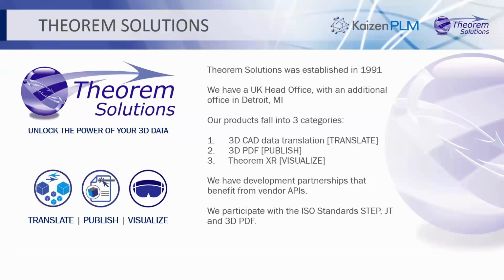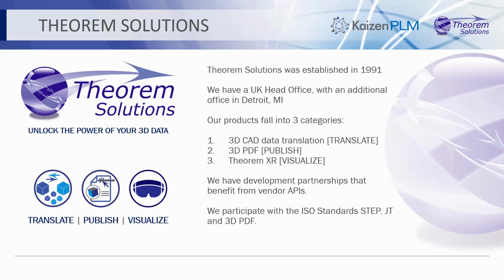So very briefly, who are Theorem Solutions and who is Kaizen? Theorem Solutions, we've been around since '91. We've got a head office in the UK, which is where our products are created, designed, developed, and sold to UK, Europe, and Asian Pacific, often through partners. And we've got an office in America, in Detroit. Our products fall into three categories: translate, publish, and visualize. And I will mention those in a little bit more detail in a moment, focusing predominantly on publish, which is the purpose for today's webinar.